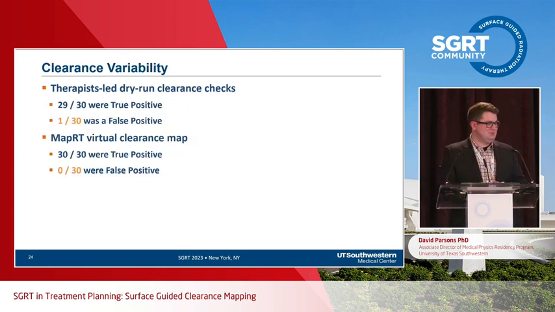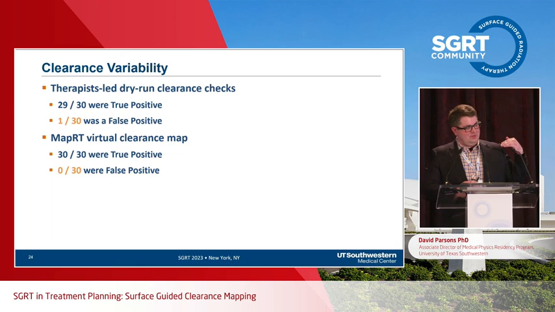So, not dragging out much, we have the therapist dry run and results at the top, in which 29 out of 30 were exactly as we expected, no collisions with the patient. However, because you don't have that patient in the vault, you can't know every aspect. You're using your best judgment in some scenarios. And we'll look at why there was one case in which we were wrong. We would have collided with the patient. And then MapRT, 100% agreement with what reality shows when we went to treat that patient.